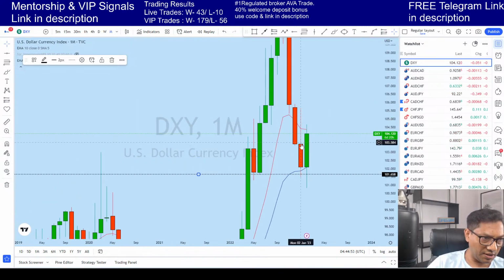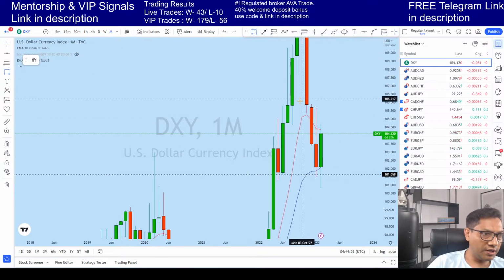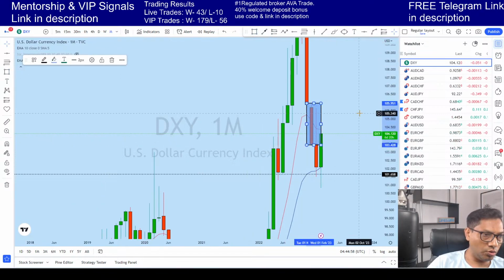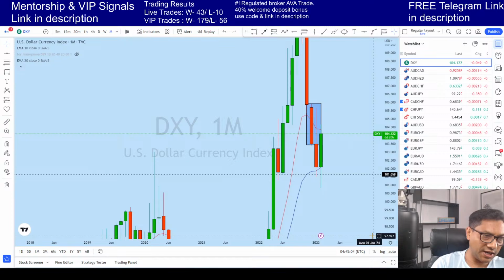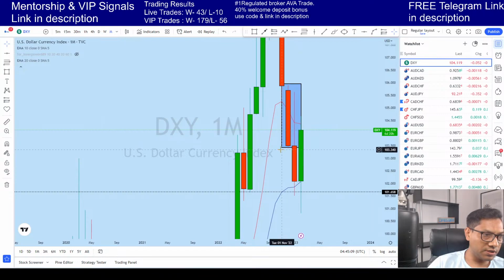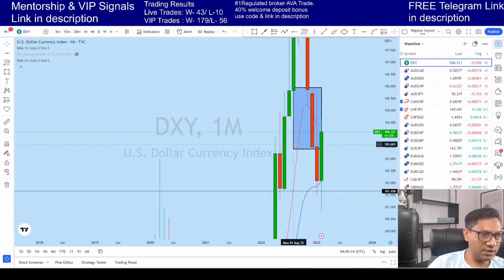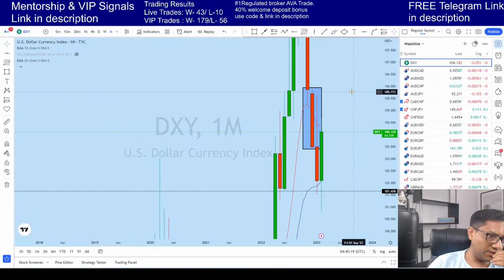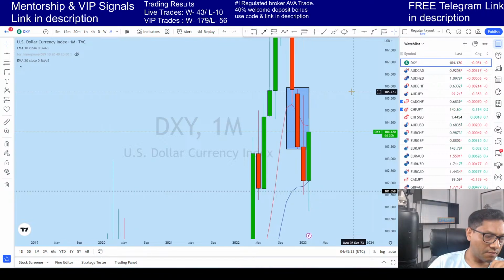What does this mean? Can anybody tell me in the chat? This is in this zone. Who is in control inside this box, buyers or sellers? Then I will jump next. So this is the monthly chart. I have drawn a box. Can you let me know in the chat who is in control in this area on DXY? This is how you'll understand how the price might do in the future.